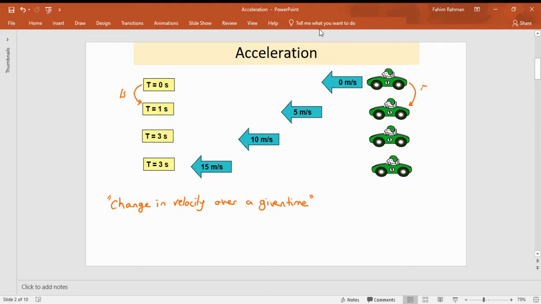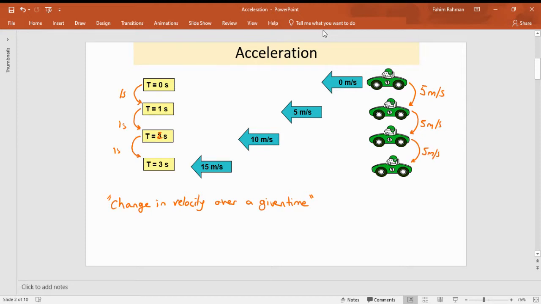So we say that there's a difference there. There's a change in velocity of 5 meters per second. Then the next instance, we go again, it's another time change. Sorry, that should be 2. Another time change of 1 second. And then again, we've got a change in velocity from 5 meters per second to 10 meters per second. So again, that's another 5 meters per second change. And then again, 1 second change to another 5 meters per second change.